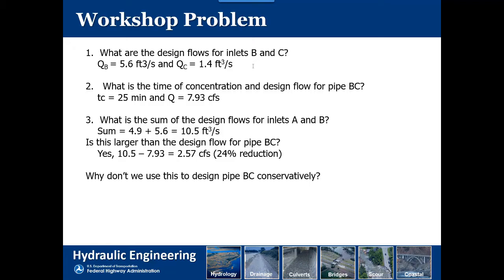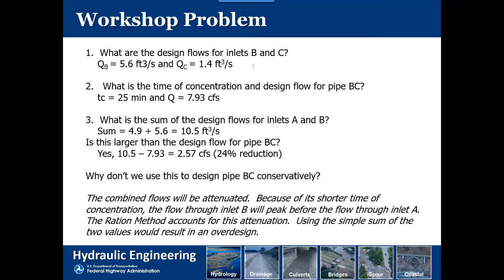I guess it depends on how big area B is. You've already taken that into consideration in the time of concentration. So the combined flows will be attenuated. Because of the shorter time of concentration, the flow through inlet B will peak before the flow through inlet A comes through. The rational method accounts for this attenuation. Simply using the sum of the two values would result in an over-design.